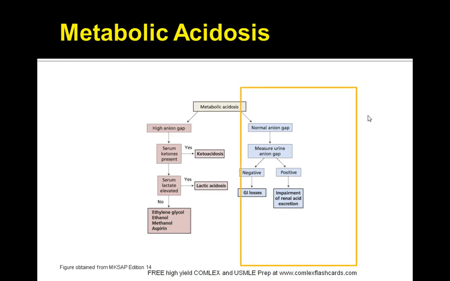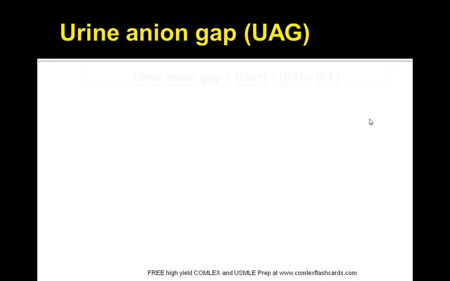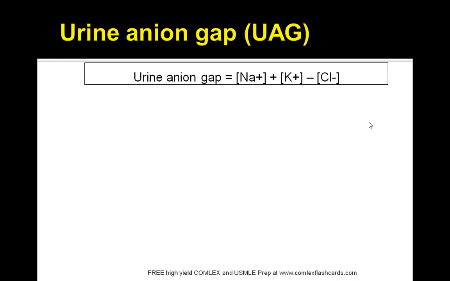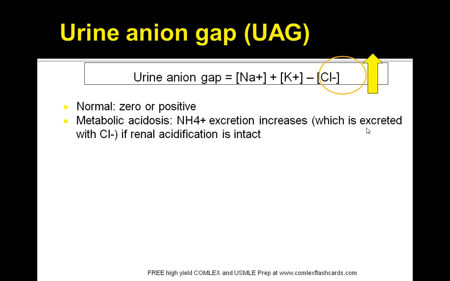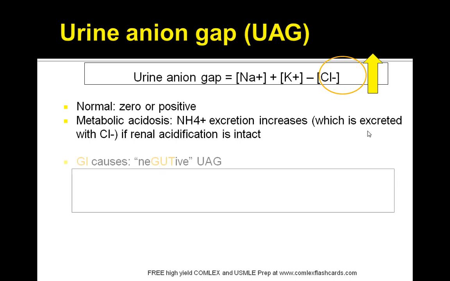And so here's our chart, which you want to keep in your mind. And so understand that here is the formula in order to calculate the urine anion gap, and that's an important step for diagnosing patients after you see that there's a normal anion gap acidosis. If it's normal, it's either 0 or positive. If there's metabolic acidosis, the NH4 excretion increases, which is excreted with chloride if the renal acidification is intact. Okay, so that's an important point you want to keep in mind.